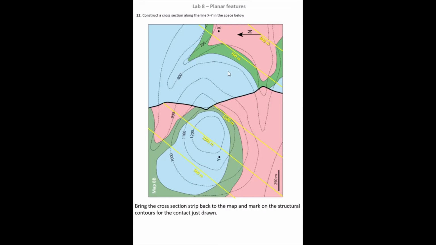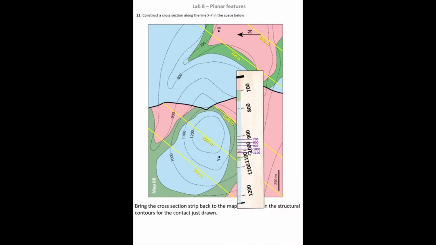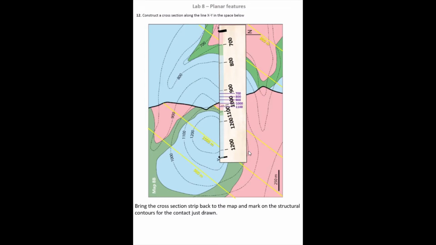But anyway, what we can do is get our cross-section strip back, whack that onto our cross-section again, and then mark on everywhere that we hit one of our structural contours for our beds. So I've marked on, here's where we cross the 1000, here's where we cross the 1100, and here's where we cross the 700.